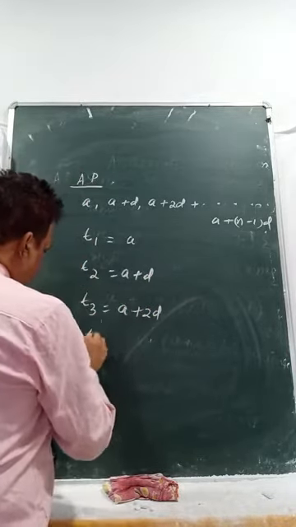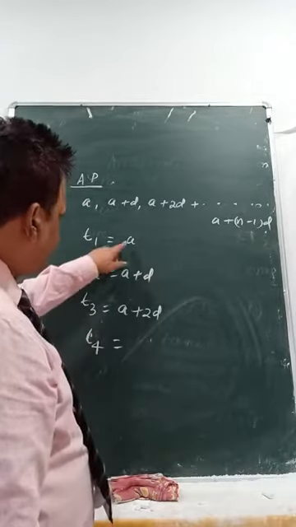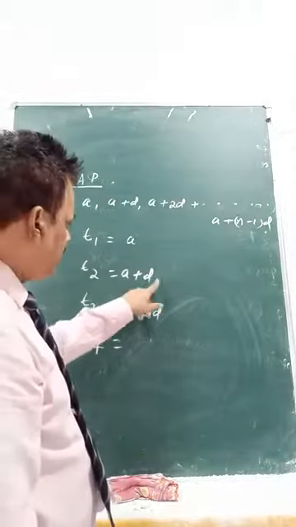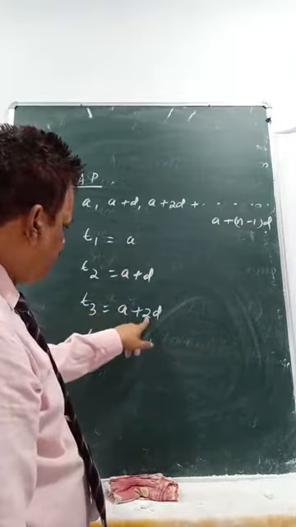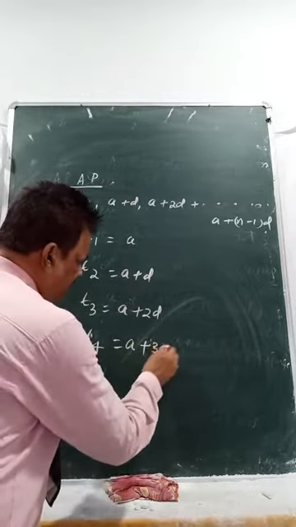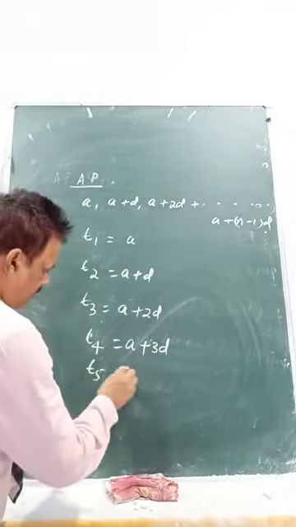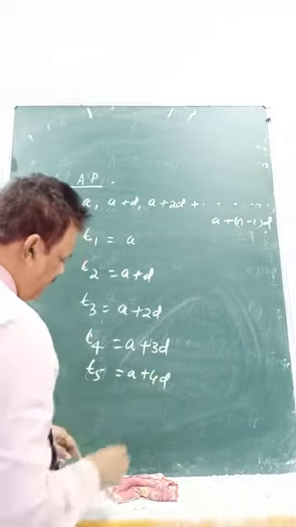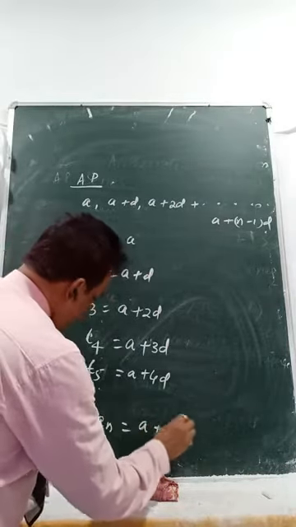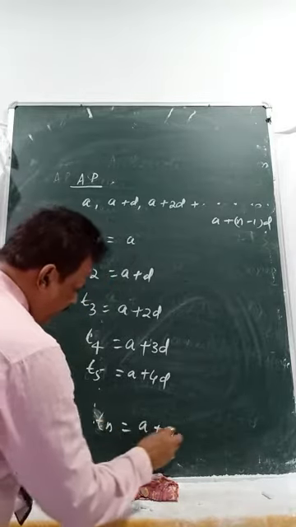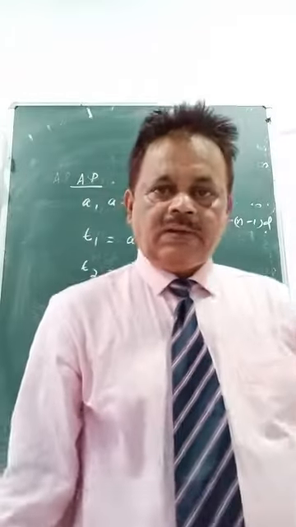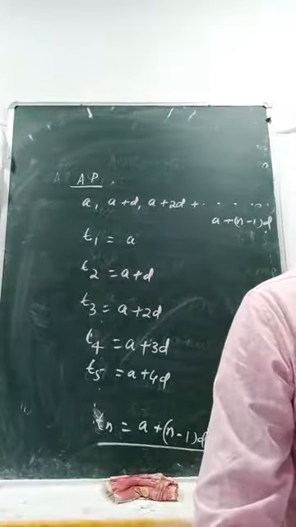Suppose somebody tells you to write fourth term. Look at the pattern. A plus 0d, then a plus 1d, always one less. T3 a plus 2d, again one less. So T4 a plus 3d. T5 one less, 4d. So similarly tn will be a plus n minus 1 into d. This you have to remember. Okay, so now let's start few questions.